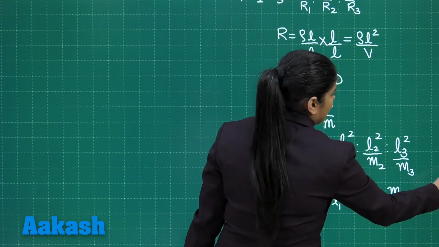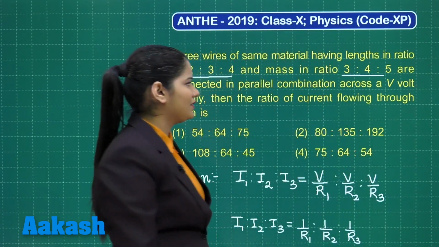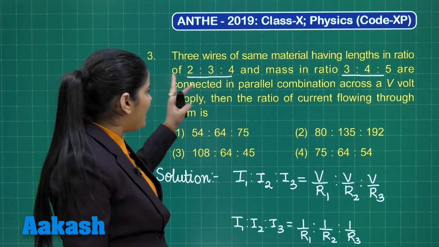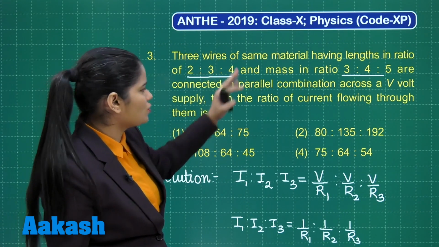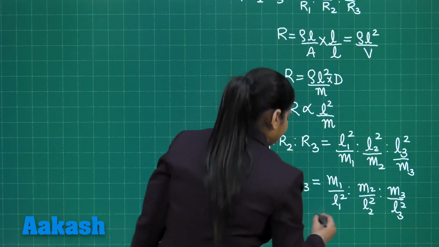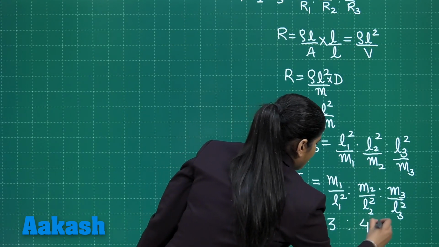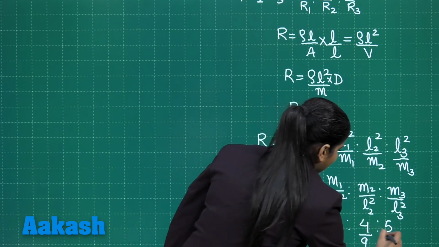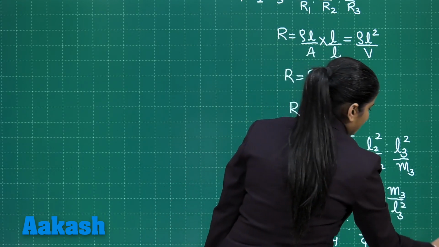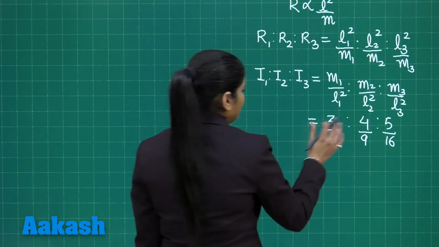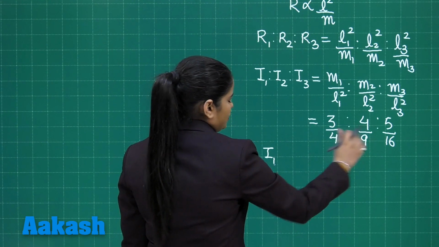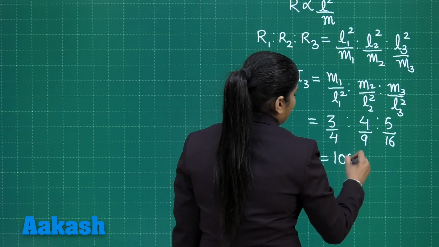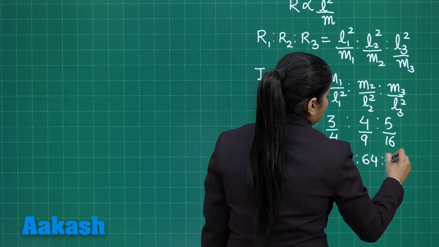Let's quickly substitute the values of M1, M2, M3 and L1, L2, L3. M1 is to M2 is to M3 is 3 is to 4 is to 5, and L1 is to L2 is to L3 is 2 is to 3 is to 4. So this will be 3 upon 4, is to 4 upon 9, is to 5 upon 16. L2 is 3, so this will be 9. L3 is 4, so this will be 16. So when you do the math and take the LCM, the ratio of I1, I2 and I3 will come out to be 108 is to 64 is to 45.